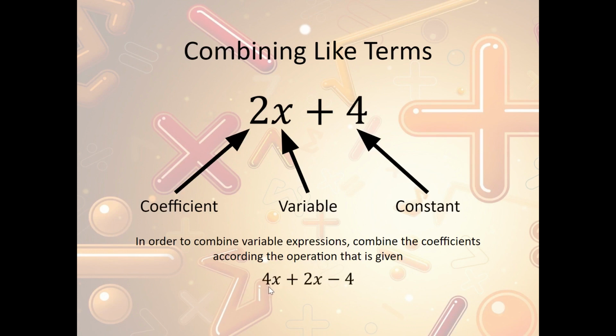So for instance, if we had 4x plus 2x minus 4, we would look at these 4x and 2x as like terms, and we would add the coefficients. So we'd add 4 plus 2, which is 6. So this would be 6x minus 4.